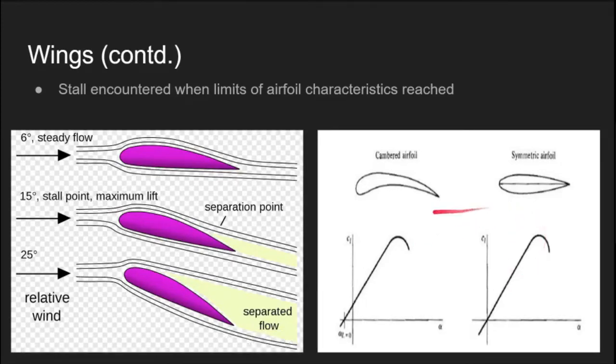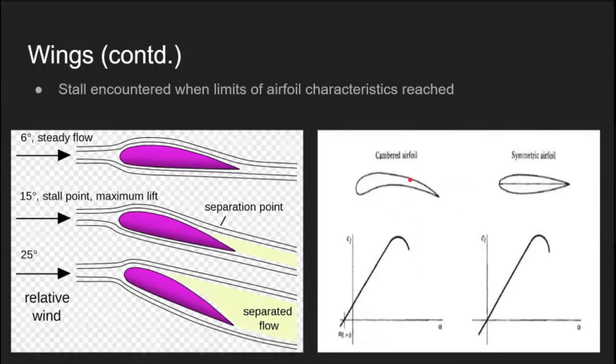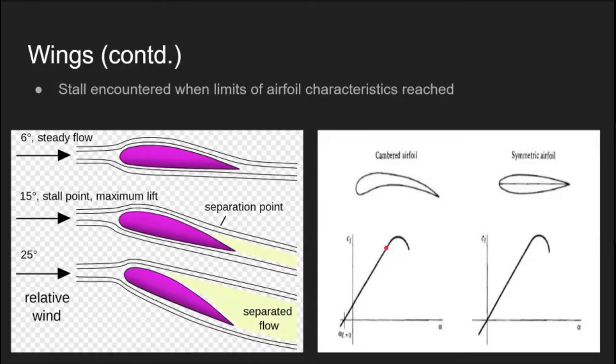And this is the symmetric airfoil. With a cambered airfoil, you'll notice here at a 0-degree angle of attack, you're actually going to be able to produce lift, while here at 0 degrees, you're not producing any lift. That's just due to the shape of the airfoil itself. You actually have to be at a negative angle of attack to produce 0 lift. So that's why generally cambered airfoils will allow you to have a larger range to work within.